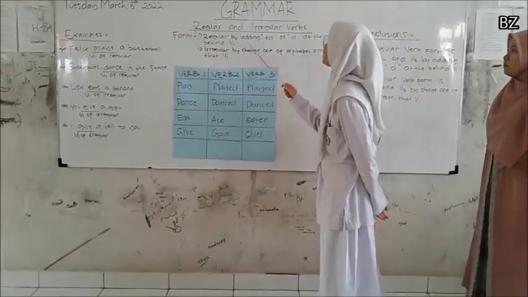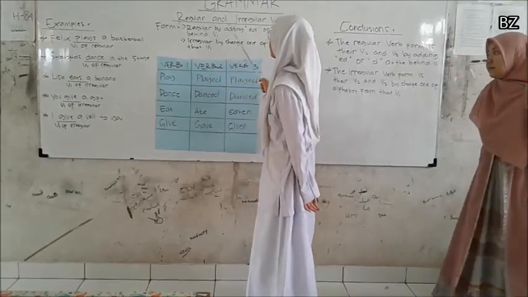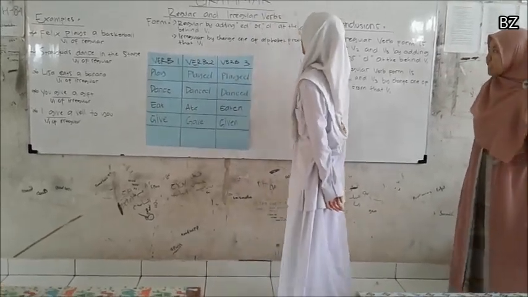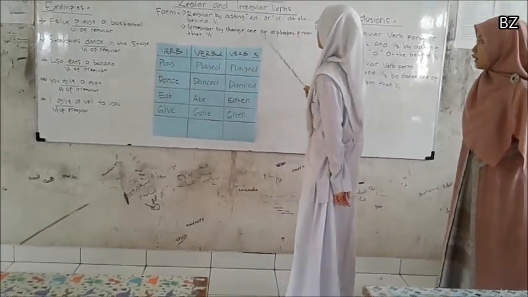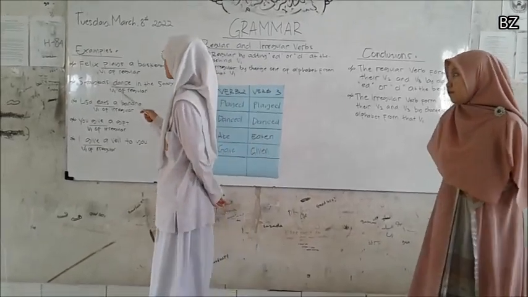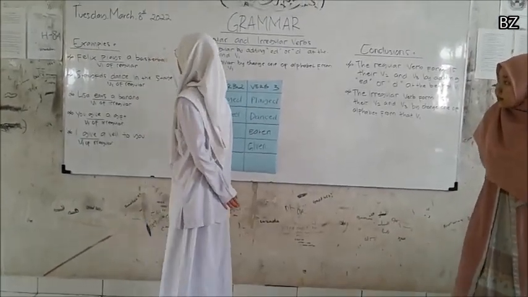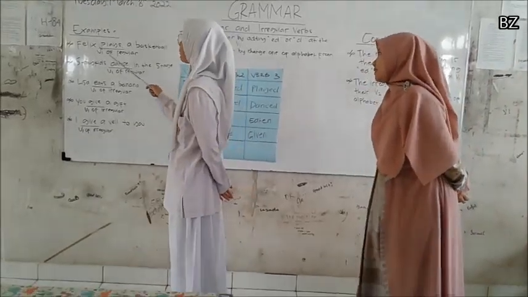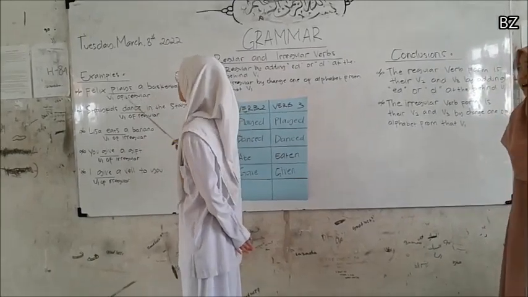Bismillahirrahmanirrahim. Grammar, regular and irregular verbs. Form: regular by adding ed or d at the behind verb 1. Irregular by change 1 of alphabet from that verb 1. Example 1. Felix plays a basketball. Plays, verb 1 of regular.